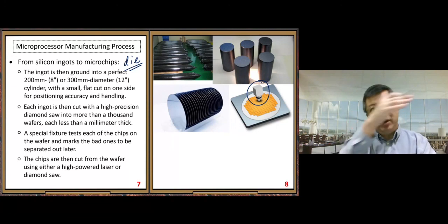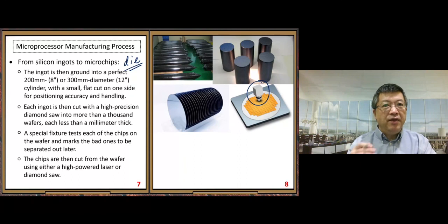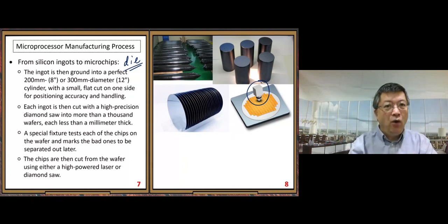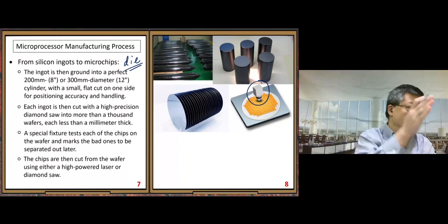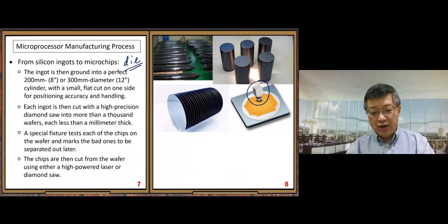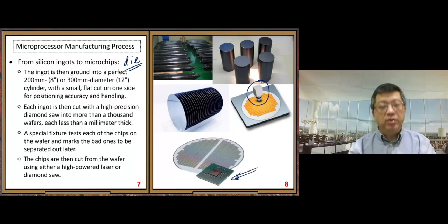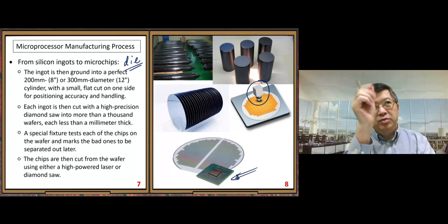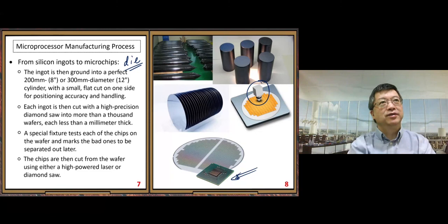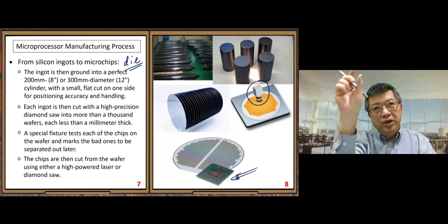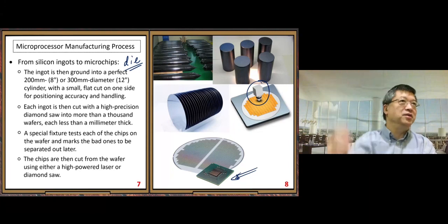After testing, now we do the cutting, the last step. The chips are cut from the wafer using either a high-powered laser or a diamond saw. So we get microprocessors. This is one chip, one microprocessor, one CPU, the final product. We put it in a PC, so we can build a computer.